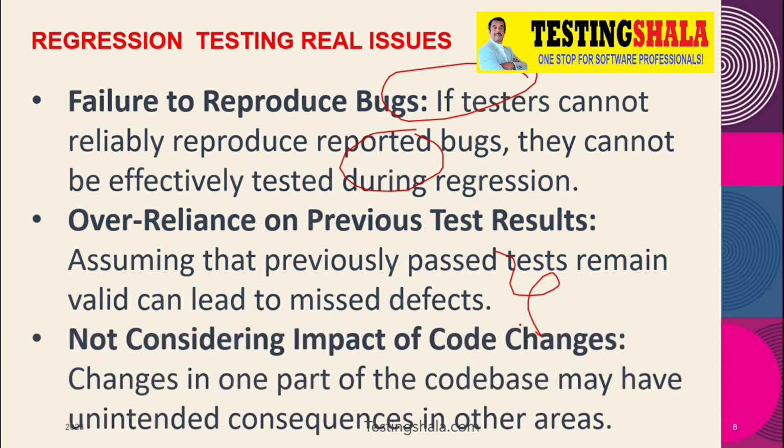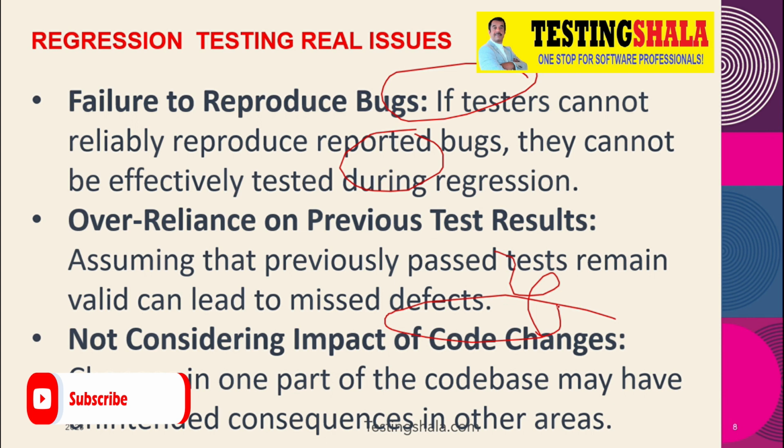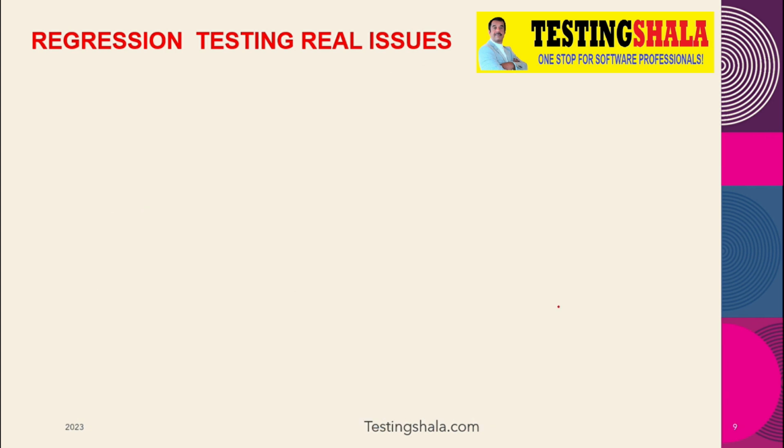And the next one is not considering the impact of code changes, especially while planning the regression testing, the test cases. We should always plan for what are the different code changes I have done, and what are the impact because of that code changes. Everything we have to do detailed analysis. Once we are able to do detailed analysis, then only we should plan to execute the regression testing. If you are not making that thorough analysis on the code changes, definitely we cannot identify the right regression test cases.